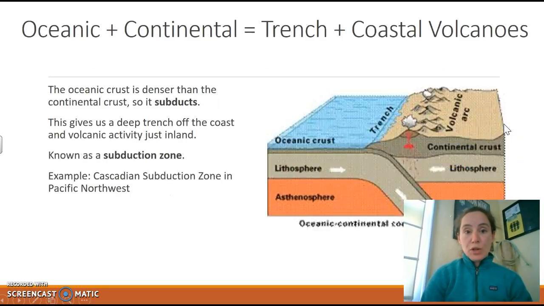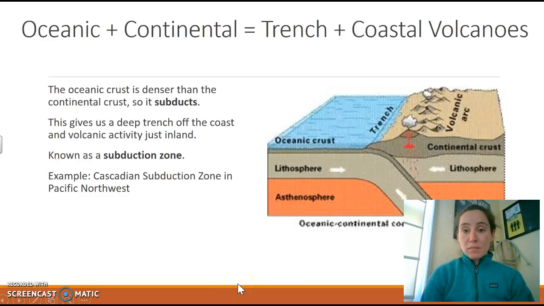Okay, if you have oceanic crust and then continental crust that run into each other, the oceanic crust is denser, and so it's going to subduct. It's going to get pulled under. What we find off the coast here is a deep trench, and then we see volcanic activity inland because these plates are huge. Moving downwards like this creates a lot of stress, creates a lot of heat. And so we do see magma coming upwards into lava, some volcanic activity. So these are known as subduction zones, where you've got one plate subducting under another.